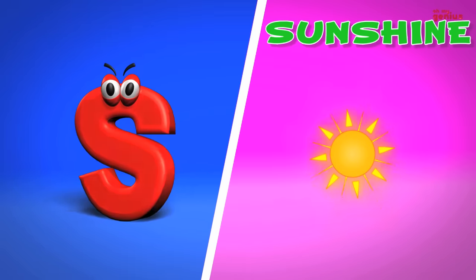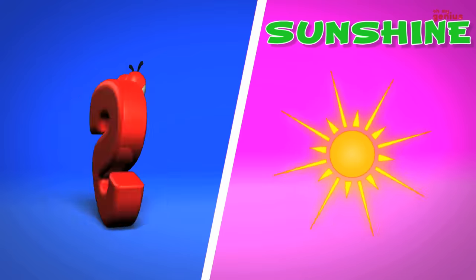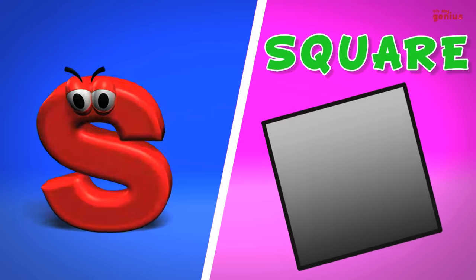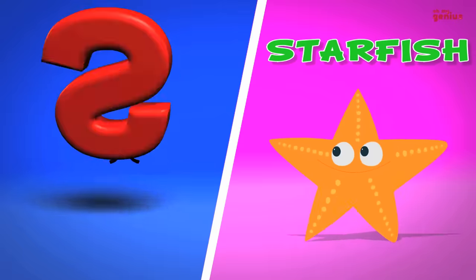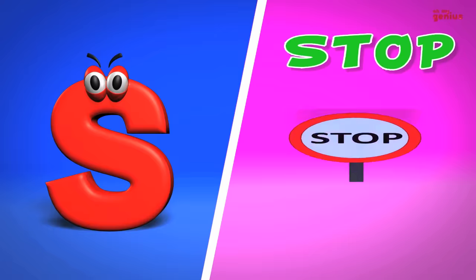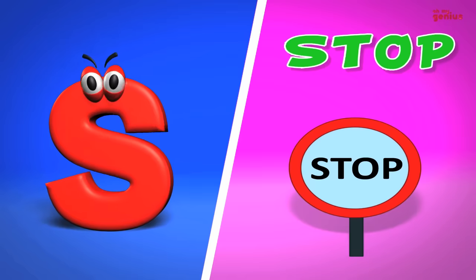S is for sunshine, s-s-sunshine. S is for square, s-s-square. S is for starfish, s-s-starfish. S is for stop, s-s-stop.